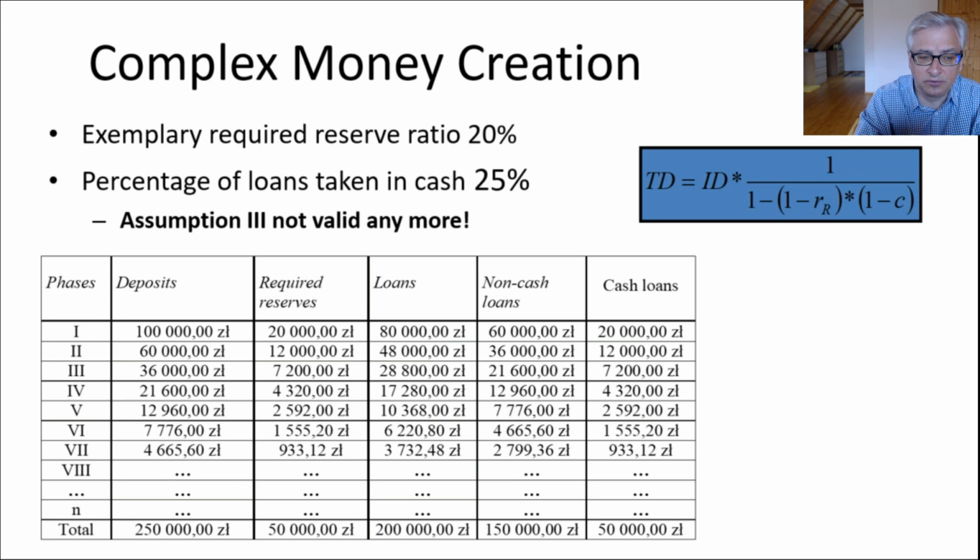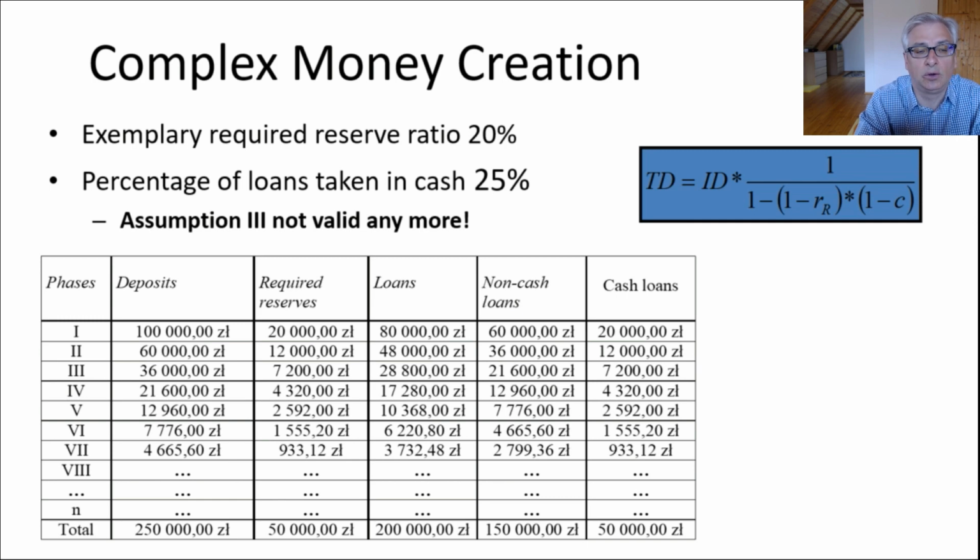If we proceed to phase number 2, then you are going to notice that the new deposit is actually created only from this non-cash loan. So it's 60,000 that appears in phase number 2 as a deposit. And this deposit requires from us to make a reserve. So this is 20% of 60,000, which is 12,000, and loans would be 48,000 with 36,000 of non-cash loan and 12,000 of cash loans. Again, only non-cash loan, like 36,000, will be the deposit in the third phase.